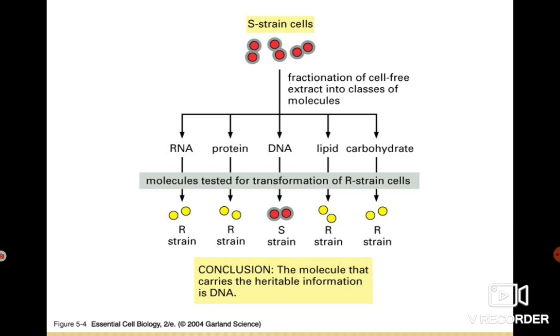In the same manner, they isolated lipid of S strain and added it along with R strain, at that time there was no transformation. When they added carbohydrate of S strain along with R strain, again there was no transformation. And this clearly proves that genetic material is DNA, not RNA, protein, lipid or carbohydrate.